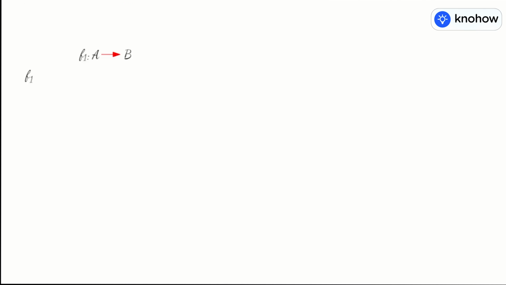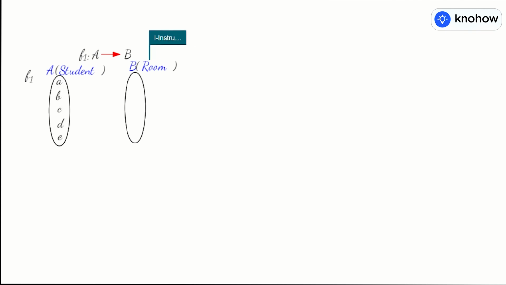This is the situation. F1 is a function from set A to B. A is the set of students A, B, C, D, E, and B is the set of hostel room numbers 1, 2, 3, 4. Let me confine to 4 rooms. F1 is a function which associates to each student a unique room. You know our function, each student can occupy one and only one room. And this is the situation.